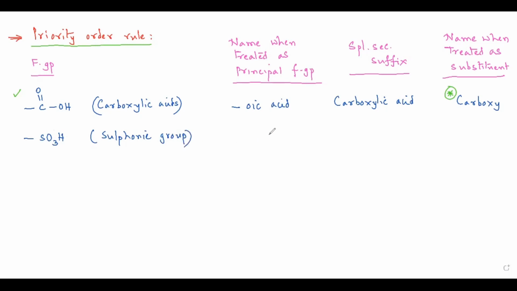In this case, the name of this particular functional group when treated as principal functional group is sulfonic acid. We don't have anything here. And here we call it sulfo. This is the one that gets second priority. Now coming to the third one.